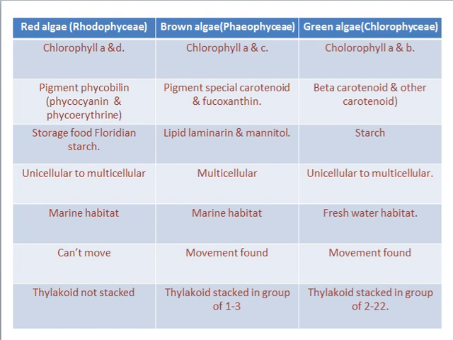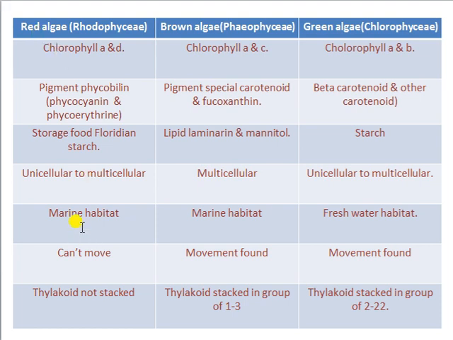Next, there is the presence of unicellular to multicellular forms. Red algae will be unicellular to multicellular, that means based on the number of cells. Brown algae will always be multicellular. Green algae can be unicellular or multicellular. Both kinds can happen.